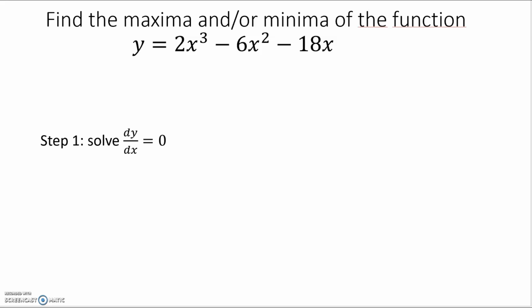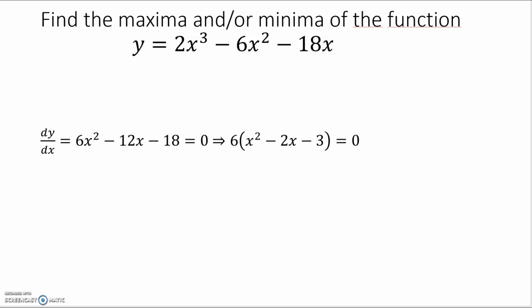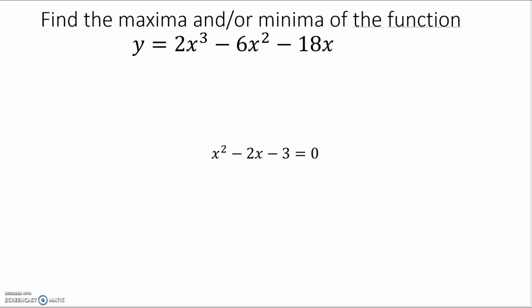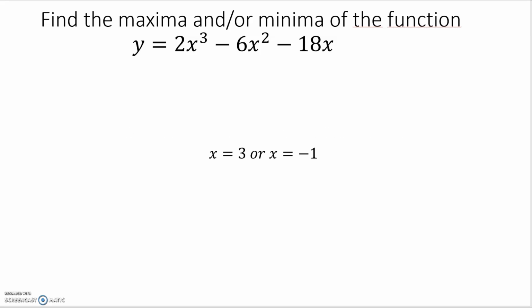So let's find the derivative. And we see then that it's 6x squared minus 12x minus 18. Let's make that equal to 0. We've got a common factor of 6 for each of those terms, so divide through by 6. That leaves us with x squared minus 2x minus 3 equals 0 that we need to solve. This is quite an easy one to solve, so we can actually factorize it, and then we end up that x minus 3 is 0, or x plus 1 is 0, and that gives us that x is 3, or x is negative 1.